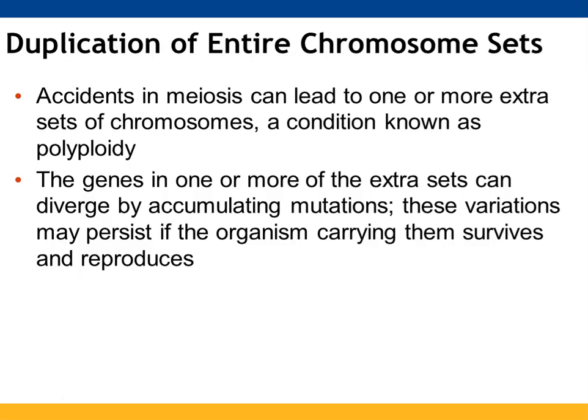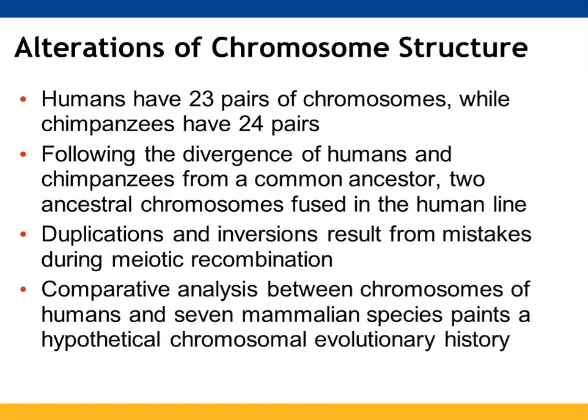In meiosis, polyploidy can take place, where we end up with extra sets of chromosomes. Sometimes genes in those extra sets can diverge as a result of accumulating mutations. The variations that develop may persist if the organism that has them is able to survive, reproduce, and pass them on to their offspring. We can also have chromosomal structure alterations.